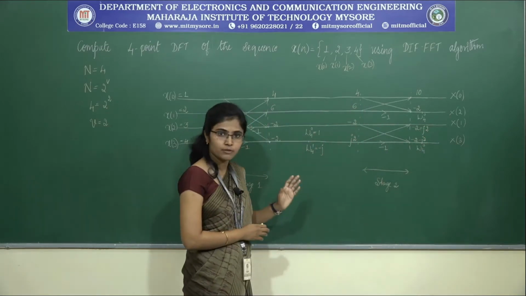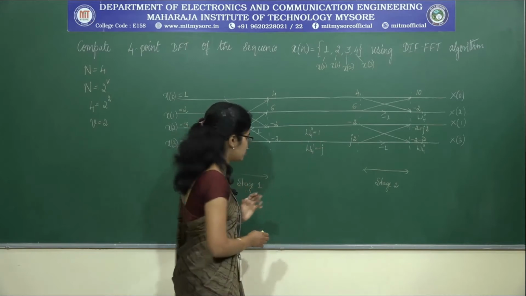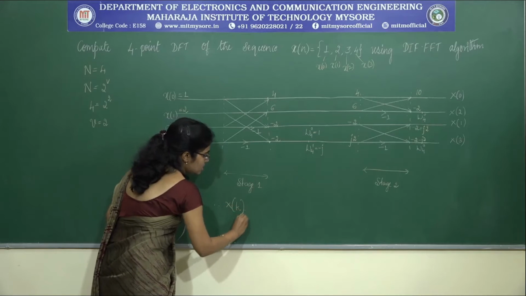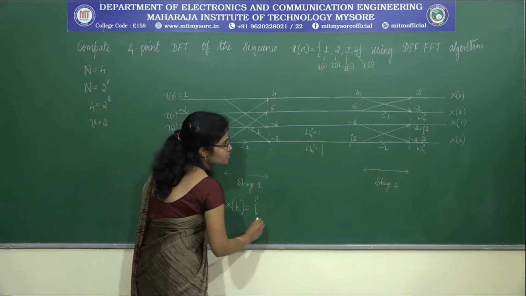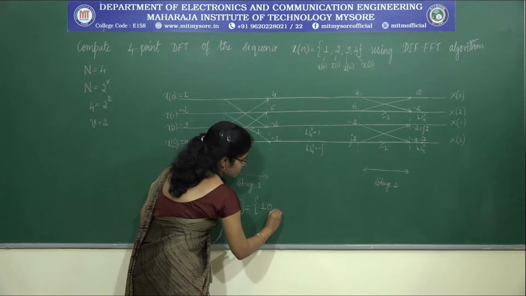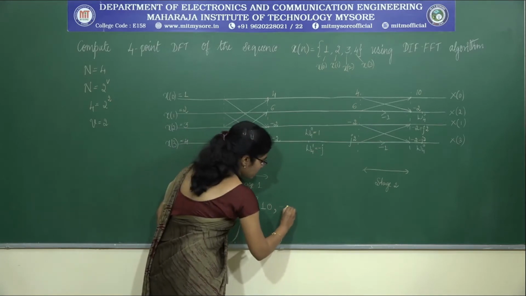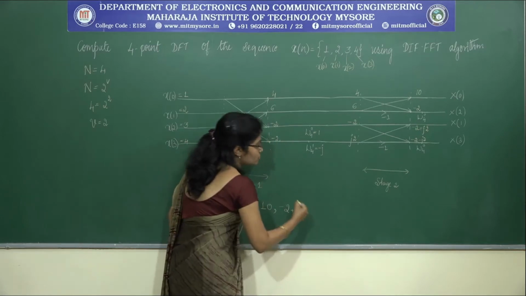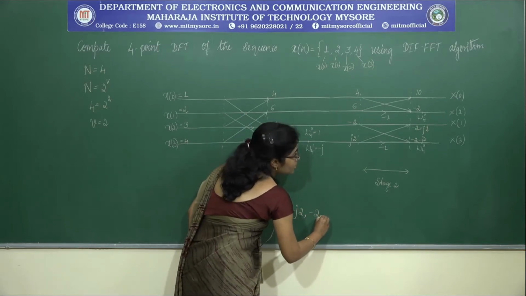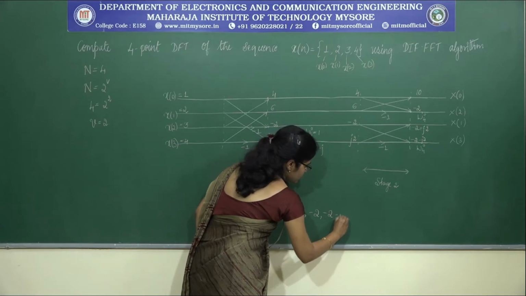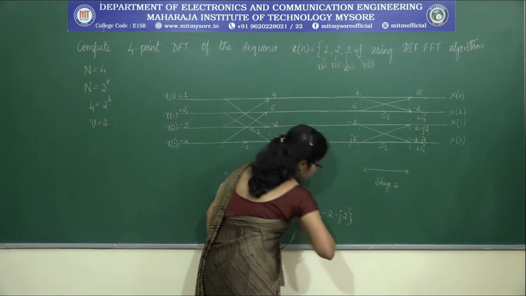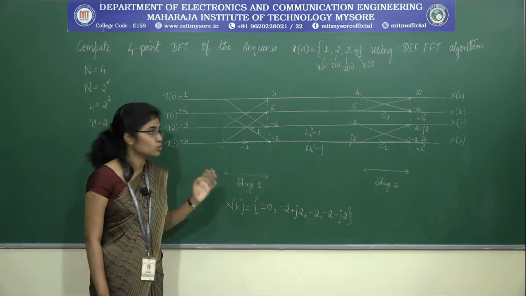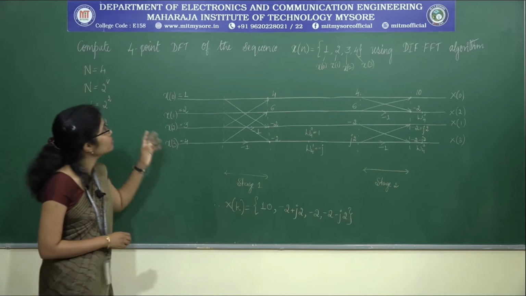So, we found out the DFT. Now, let me tabulate those things. Therefore, X of k is equal to, what is X of 0? It is 10. X of 1 is minus 2 plus j2. X of 2 is minus 2. X of 3 is minus 2 minus j2. So this is how we can use the DIFFT algorithm to compute the DFT for 4 points.